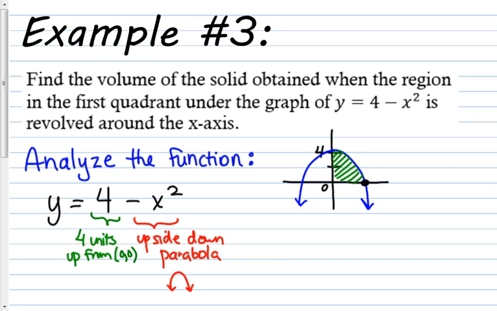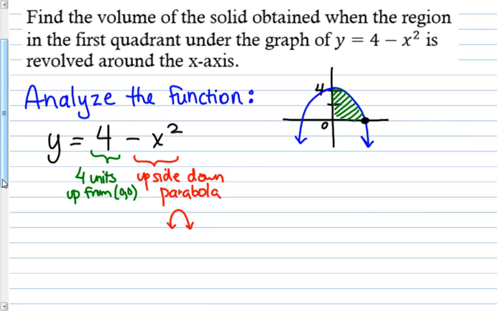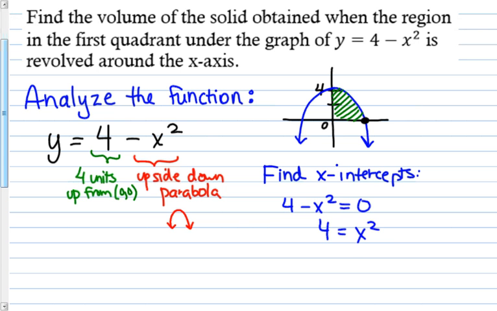Now the easiest way to find that is to take the function 4 minus x squared and find the x-intercepts, or find the zeros. So 4 minus x squared equals 0. So 4 equals x squared. So x is plus or minus 2. So this is a positive 2. So our limits are from 0 to 2.